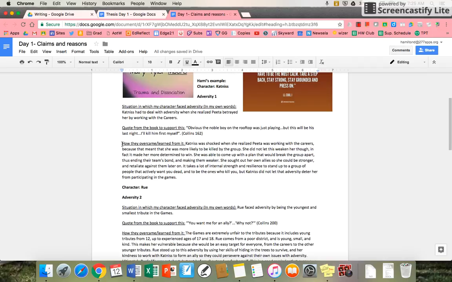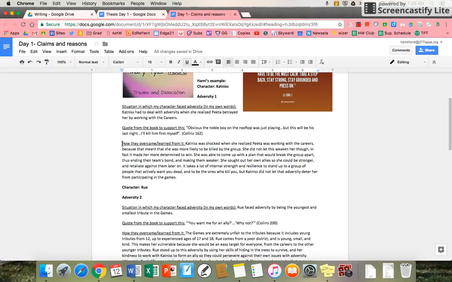She did not let this weaken her, though. In fact, it made her more determined to win. She was able to come up with a plan that would break the group apart, thus ending their team's bond, making them weaker. She sought out her own allies so she could be stronger and retaliate against them later on. It takes a lot of internal strength and resilience to stand up to a group of people that actively want you dead and to the ones who kill you. But Katniss did not let that adversity deter her from participating in the games.